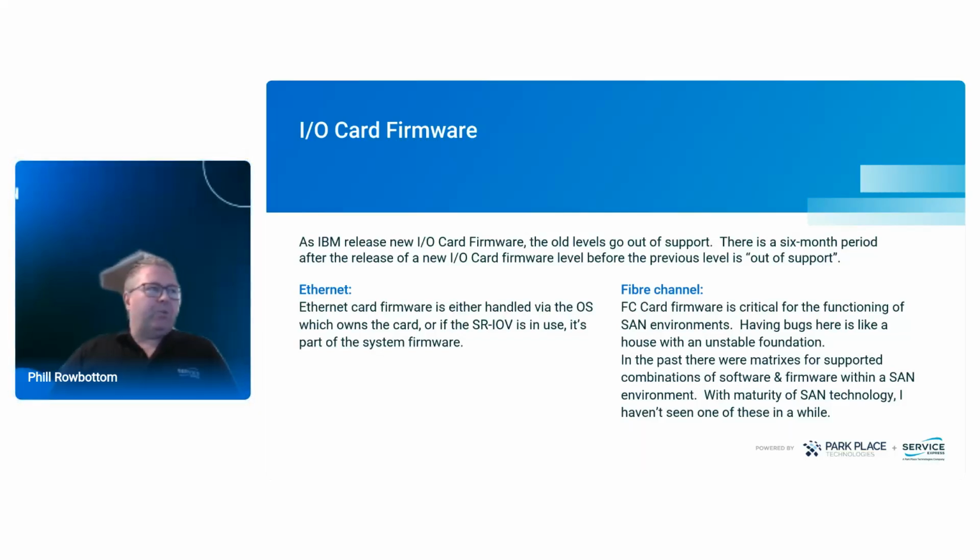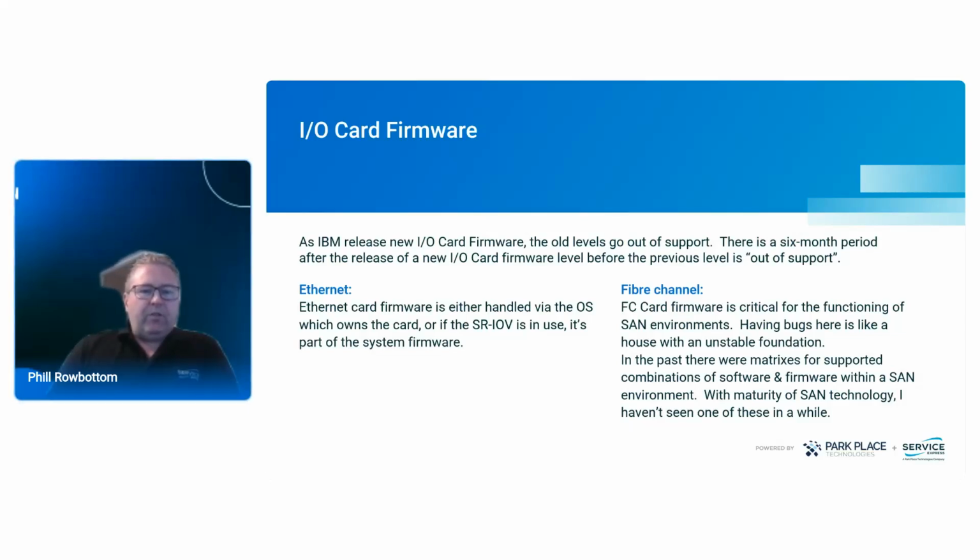You will have a house with an unstable foundation if you've got buggy fiber channel card firmware. I haven't seen one for years, but there used to quite commonly be published matrices for combinations of software and firmware that you support within a SAN environment for your fiber channel cards, your switches, your storage arrays, but I haven't seen anything like that for a while myself. Usually just keep everything on the latest firmware levels and you'll be all good.